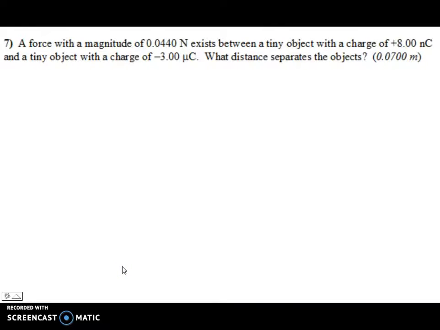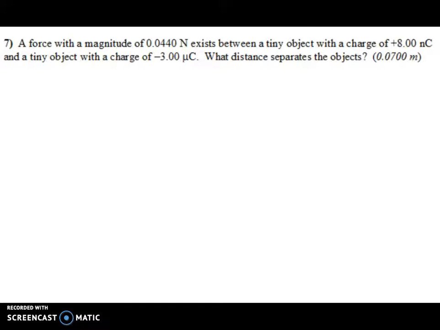Okay, we're going to work on problem number 7 now, so go ahead and read this, try it on your own, then come back. Okay, so first of all, notice that yes, we're talking about two tiny objects here, which is a good indication we're going to be using Coulomb's law. Remember, there are restrictions on Coulomb's law. One of them is that it only works for point charges. There's got to be something in the problem to indicate that we're talking about tiny, tiny objects with net charge.